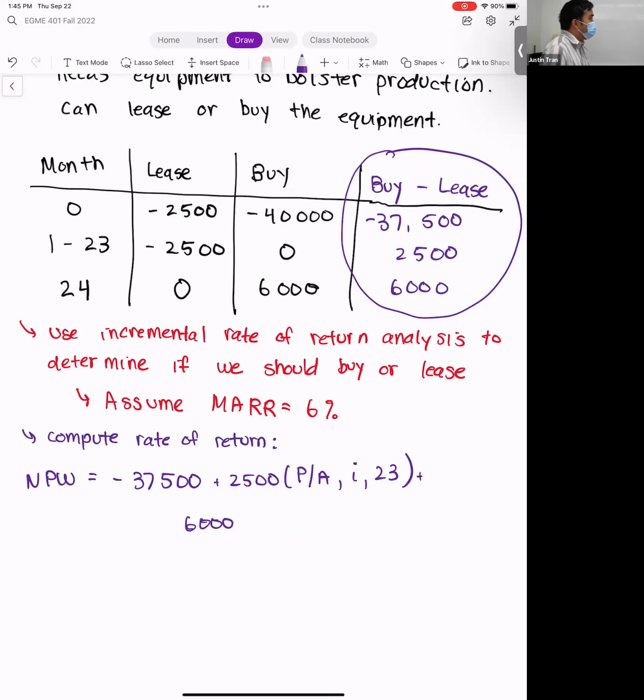And then finally, we have the salvage value. The salvage value is $6,000, and that is a future sum. And so to convert that, we're going to have P over F, i, and 24.